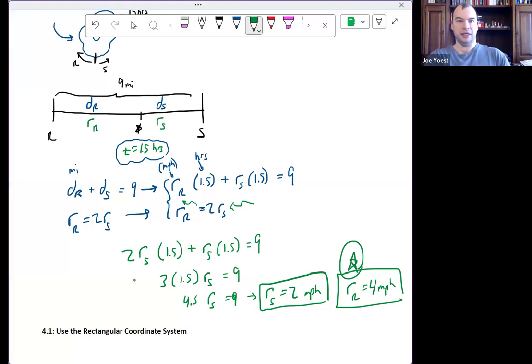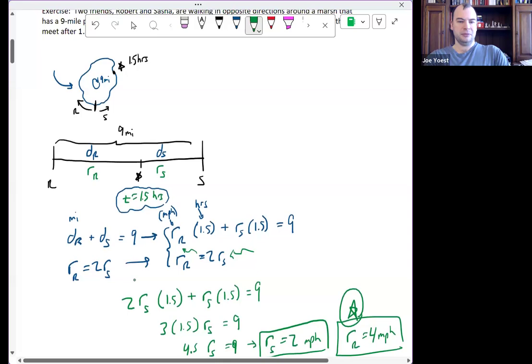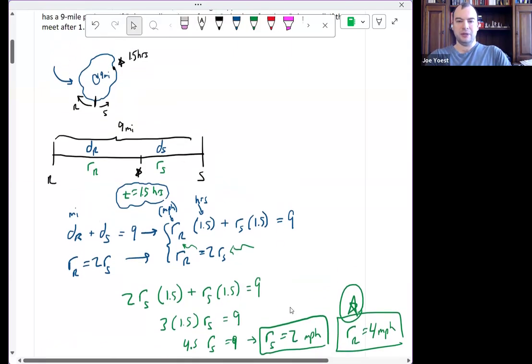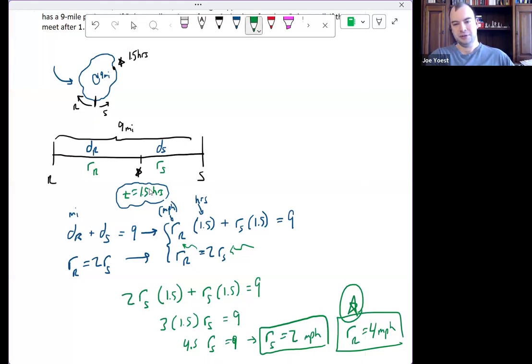Note that we got to the answer and we don't know how far each of them traveled, or where they met along this line or around this pond. We didn't have to find that. We could find that now if we wanted to. We could see that Sasha walked 2 miles an hour for 1.5 hours. So the distance for Sasha was 3 miles, and the distance for Robert, 1.5 times 4, is 6 miles. So we could come back, and if we wanted to find those distances, we could, but we didn't need to find those distances to get the answer here.